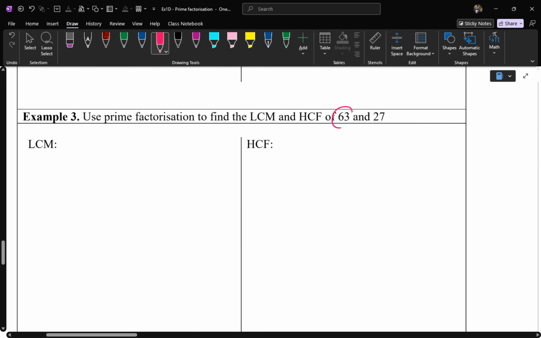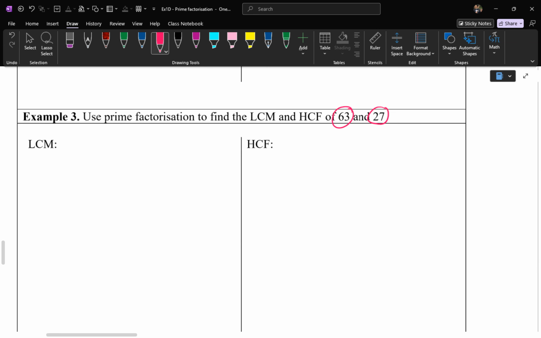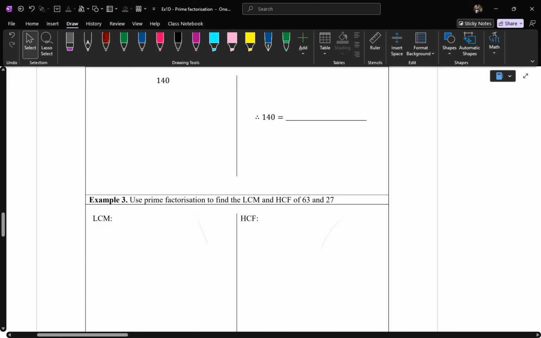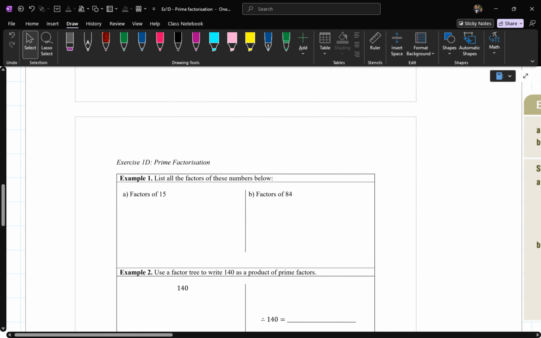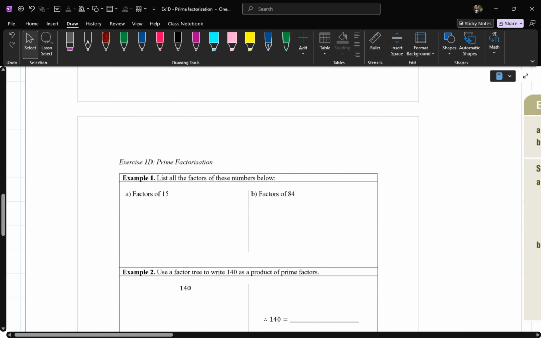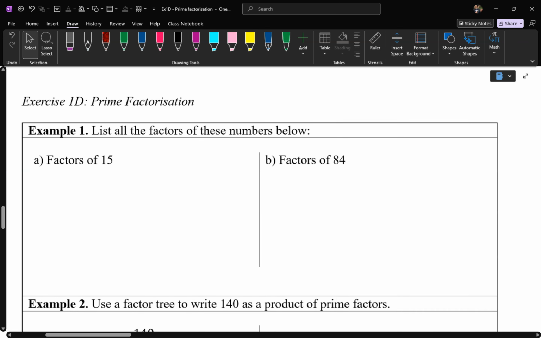So if you have a look here, 63 and 27, you can sit there and write multiples of 63 and multiples of 27, or you can use the technique I just taught you, and you should be able to find the LCM and HCF. Okay, now before we do, let's practice using a factor tree first. You've got to get used to doing factor trees. So turn over the page, go to example 1.